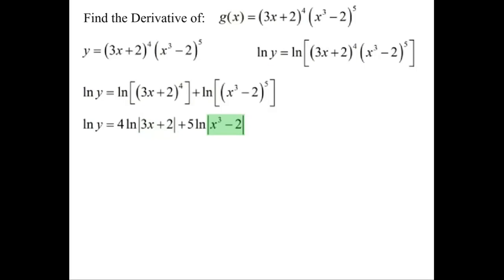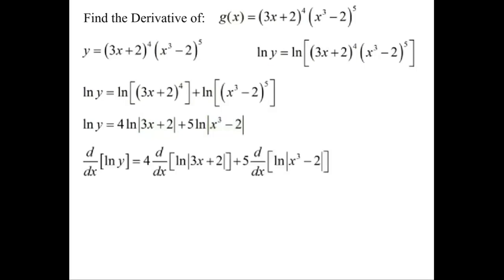So we also need to take the natural logarithm of the absolute value of this function. Now that we have rewritten the function into a derivative-friendly form, we take derivatives of both sides. The derivative of the left-hand side is going to be equal to 1 over y times y prime after applying the chain rule. The derivative of the natural logarithm of the absolute value of 3x plus 2 is going to be equal to 1 over 3x plus 2 times 3, where we apply the chain rule to find the derivative of the inner function, plus 5 times the derivative of the natural log of the absolute value of x cubed minus 2. Here, we apply the chain rule with the outer function equal to the natural log and the inner function equal to x cubed minus 2.